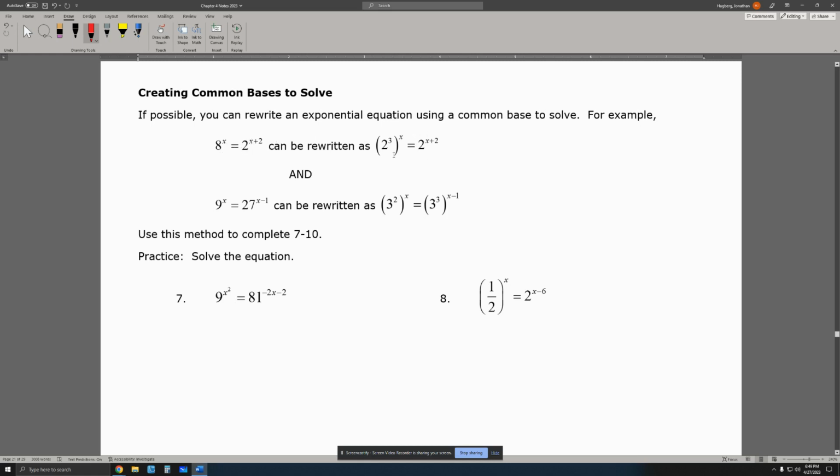8 can be rewritten as 2 cubed. Okay, so making a substitution of 2 cubed for that 8, now we have that common base using our power rule.